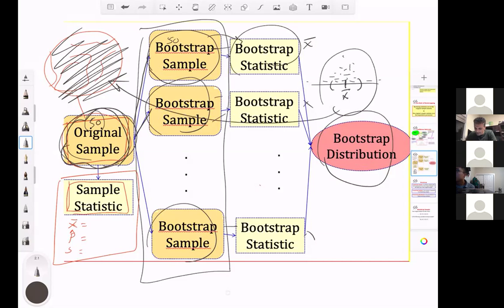Okay, I guess my question is, where would I find the bootstrap statistic on StatKey? Oh, that's a different question. I will. Let me finish this one. Hopefully we get there. Yeah, there has to be a button to do that.